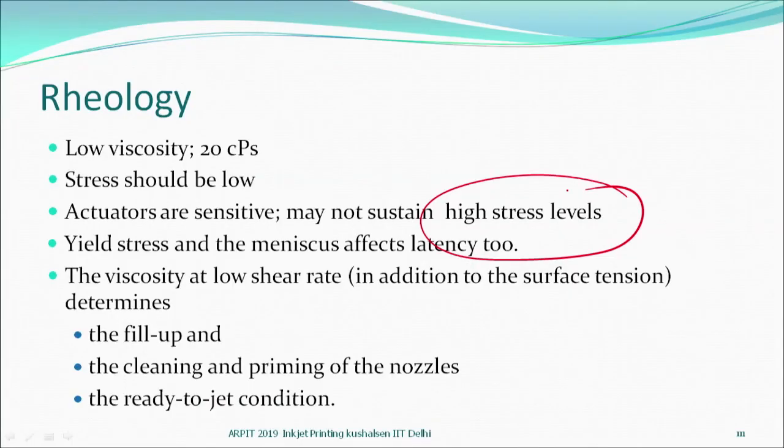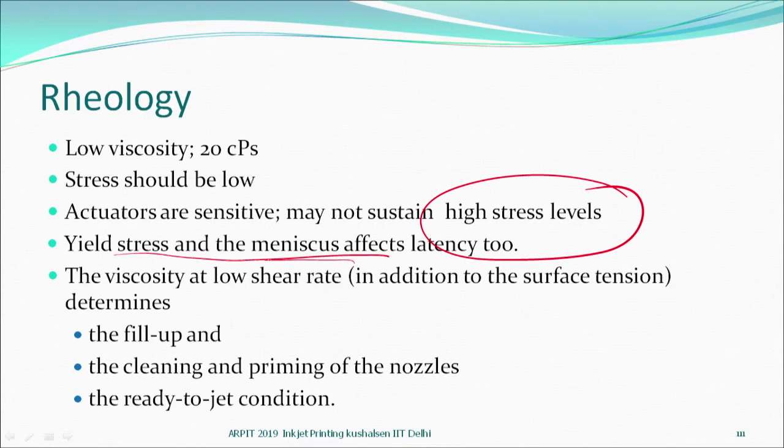Then there is meniscus, which affects after the drop is formed. What happens to that? The shear rates are low, the surface tension also will become an important part. Why? How much will be the fill up as the drop comes out? What is the cleaning of the nozzles if deposits are there around the nozzle versus it can just be cleaned? That will also be dependent on the surface tension things.